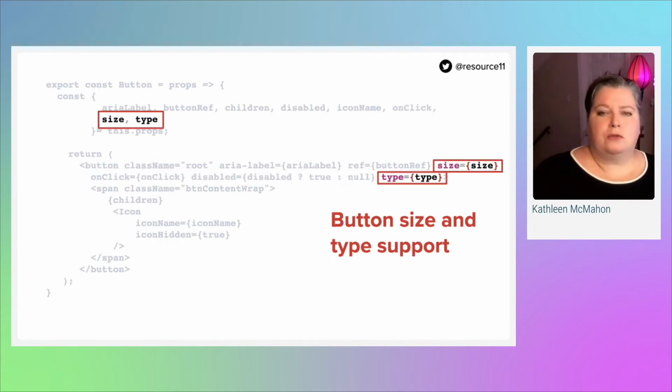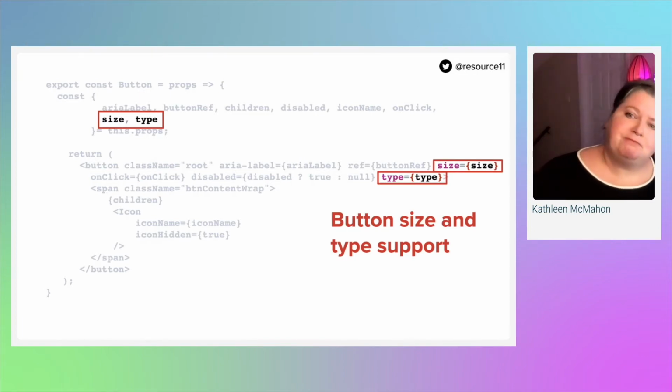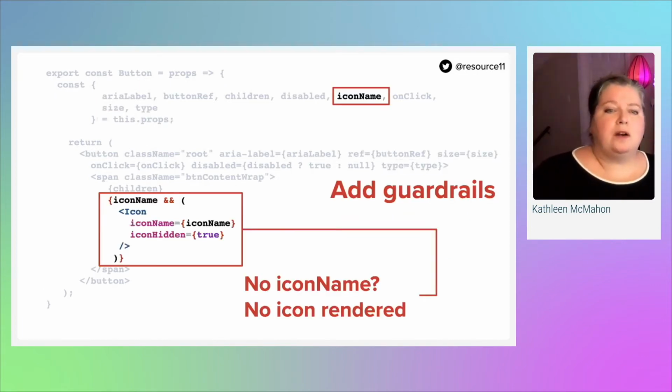Also, we're going to add some support for button size and button types. And the types are submit, button, and reset. The default type for any button without a type added is submit under the hood. The one guardrail we add to the button component ensures that if no icon name is passed into the button, no icon will render in the button.